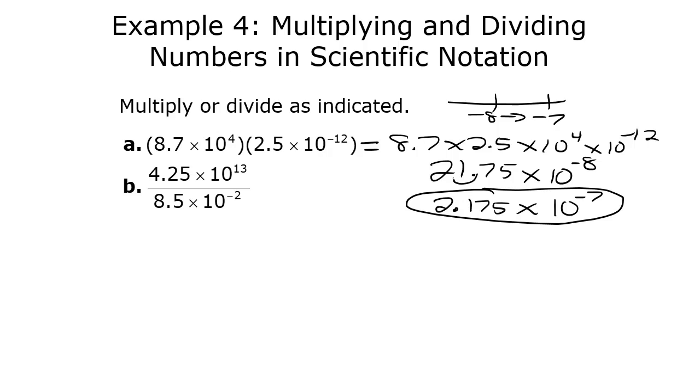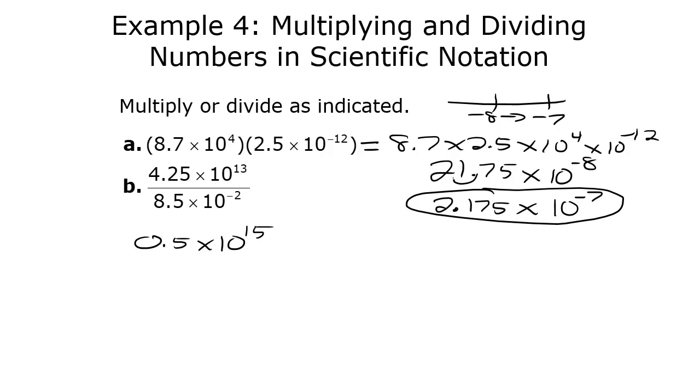Now with this, same thing. We can just take this and divide it by this, and then take the tens and divide them. So 4.25 divided by 8.5 gives us 1/2, 0.5. And then times 10. Again, we have to remember the rules. It's the top power minus the bottom power. So it's 13 minus a negative 2, which becomes 13 plus 2, which becomes 15.